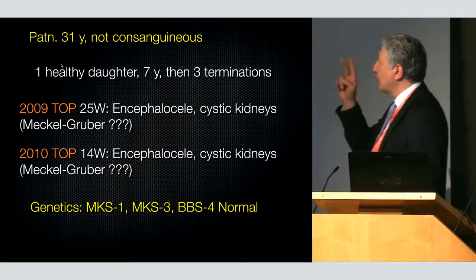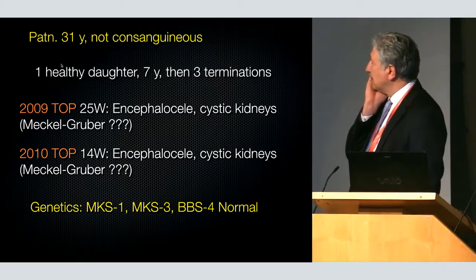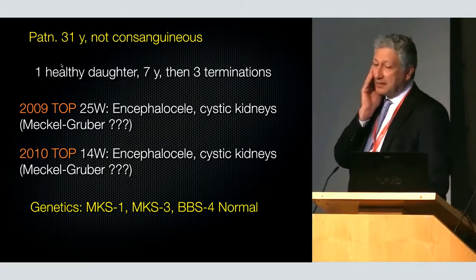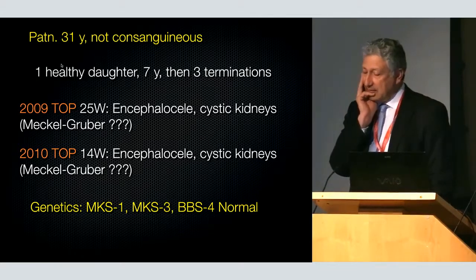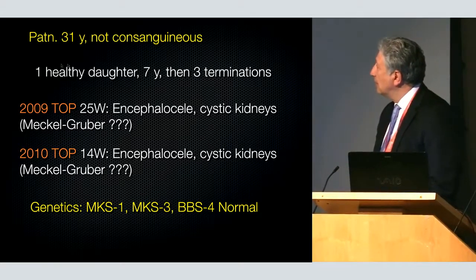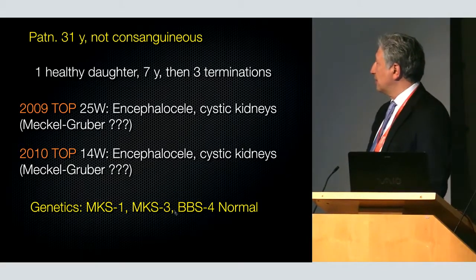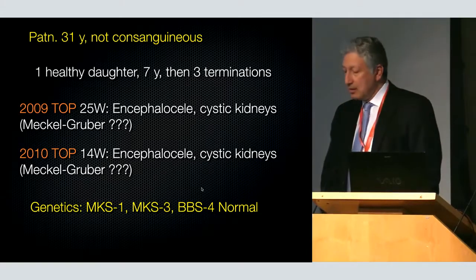She had twice a termination of pregnancy, at 25 weeks gestation and 14 weeks gestation. The first time she decided not to have anything else. The second time she decided to have a genetic examination, and the Meckel-Gruber and Bardet-Biedl were normal.